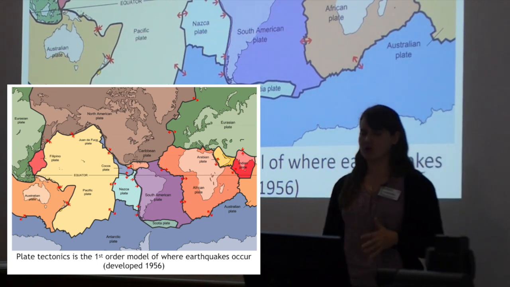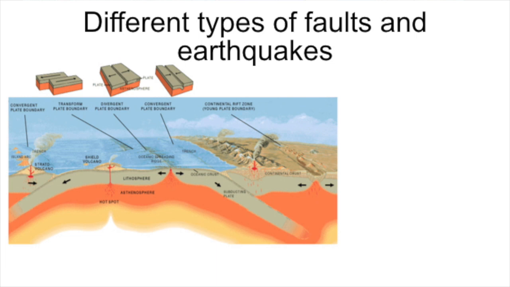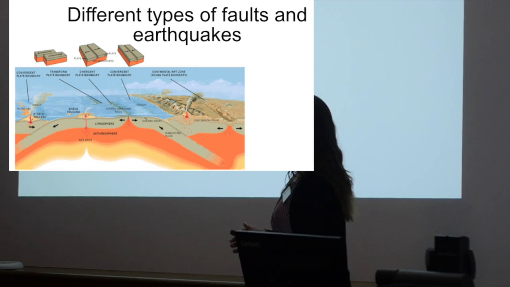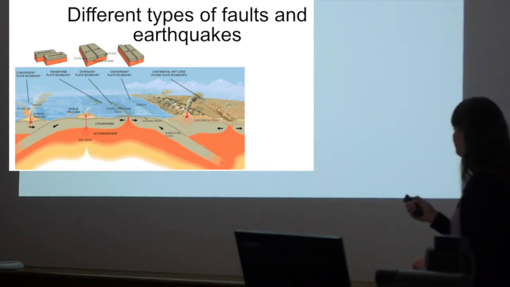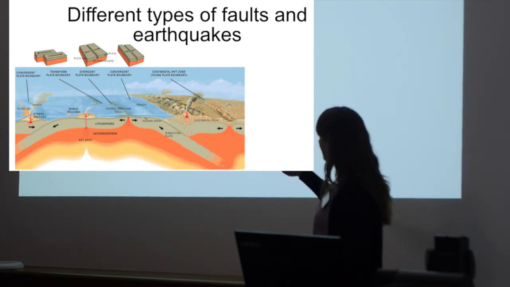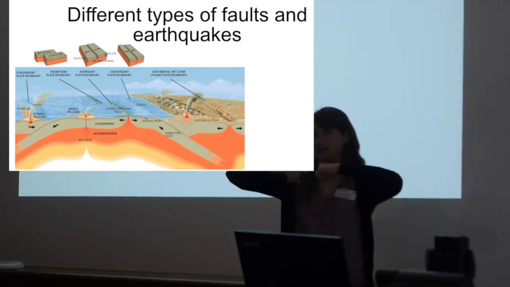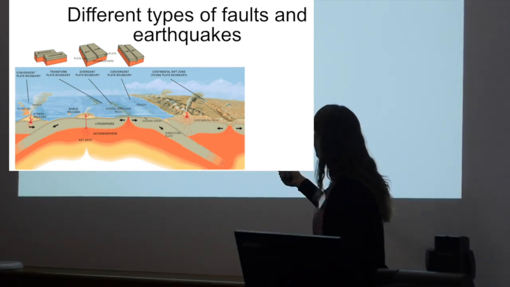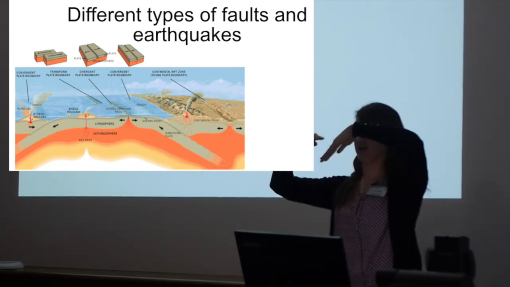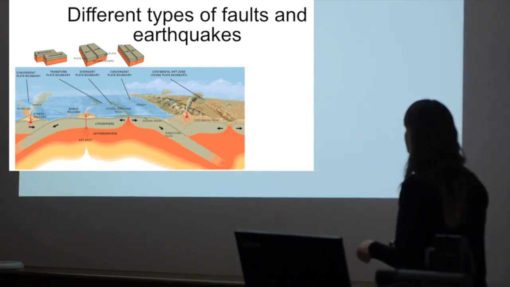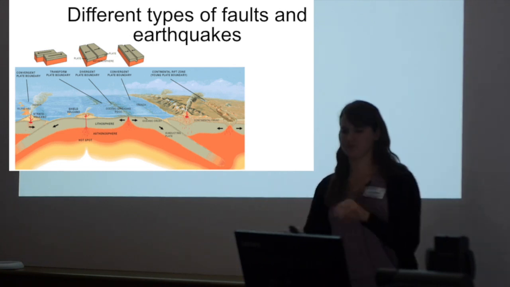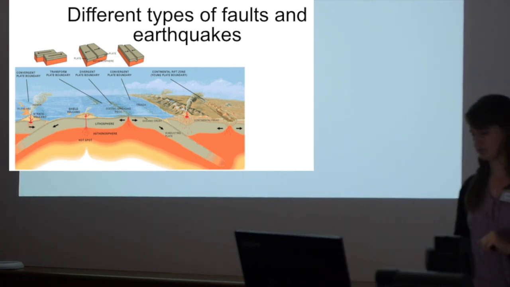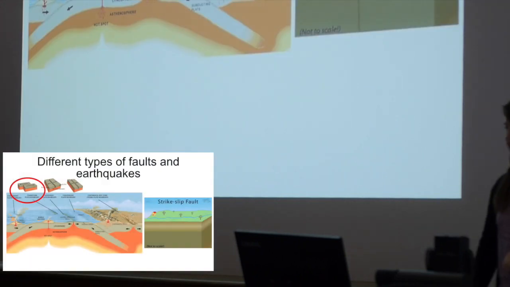Because of this, we can broadly split earthquakes up into three different categories. This is like a cross-section across a section of a tectonic plate. We've got our three different types of boundaries. We have our oceanic spreading ridge, where the tectonic plates are coming apart. We have a subduction zone, where the plates are coming together and one is being subducted back into the mantle. And then we have strike-slip or transform boundaries.